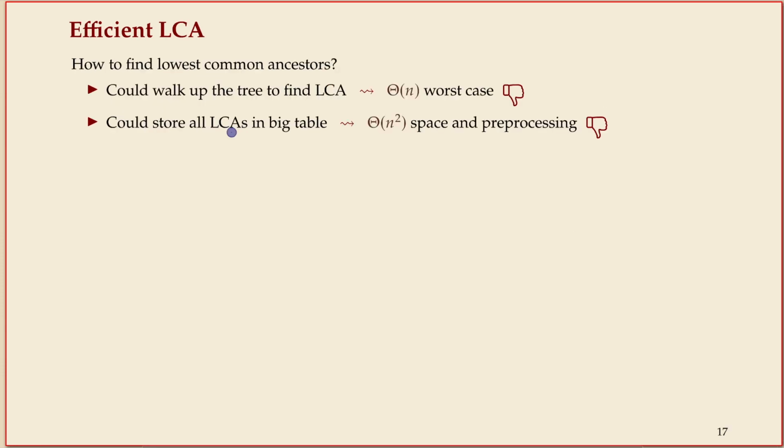Another option would be you pre-compute all those lowest common ancestors in one big table. But because you have n leaves, it would be an entry for every pair of leaves. So that's quadratic space. And even to just write that table to memory, you need quadratic time. So that's too slow on the pre-processing.